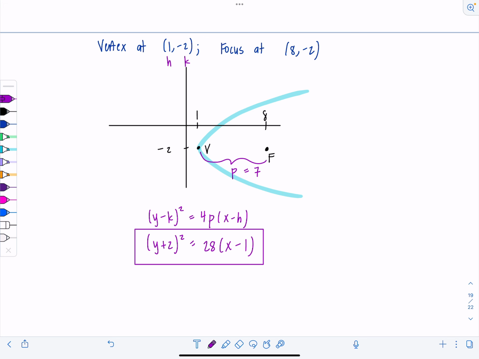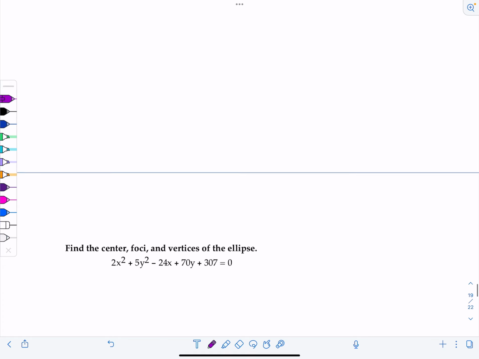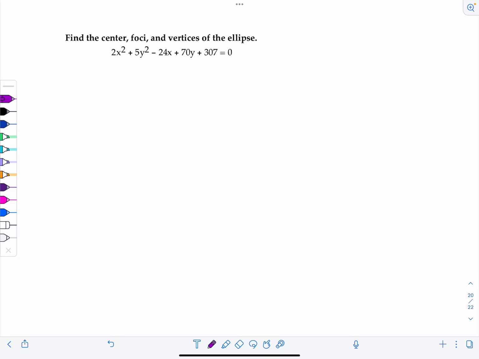Now, moving on to another conic section. One of my favorites, the ellipse. So we need to find the center, foci, and vertices of the ellipse. So we need to complete the square to get it in standard form. And everything needs to equal 1.